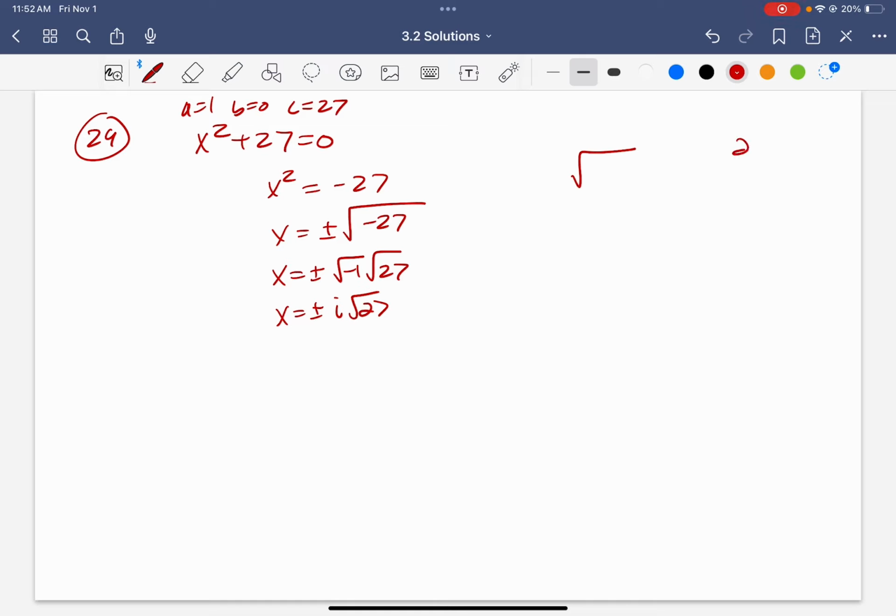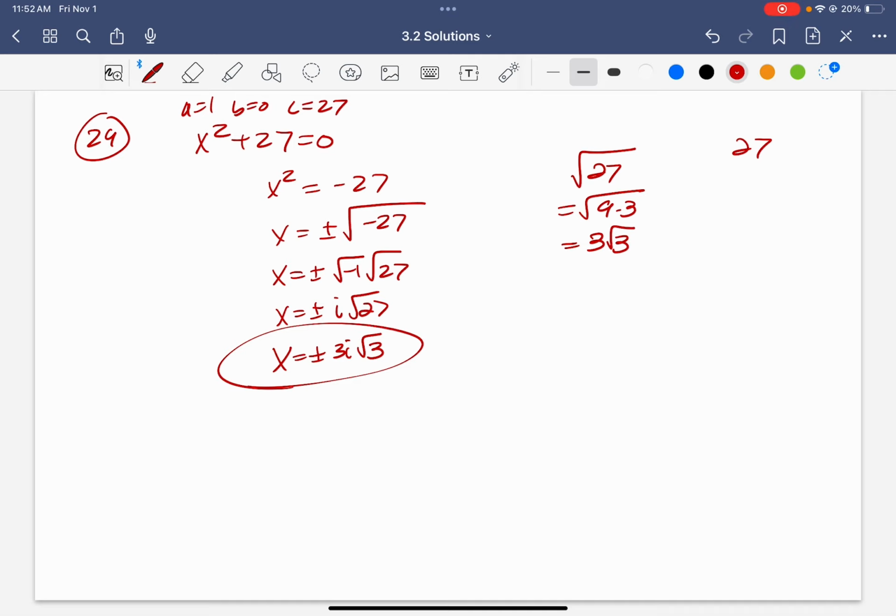But then you know 27 is just 9 times 3, so the square root of 9 times 3. The square root of 9 is 3. So it's 3 square roots of 3. So this is plus or minus 3i square root of 3. Those two answers. That's 29.